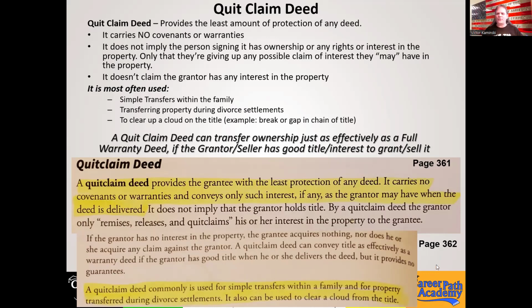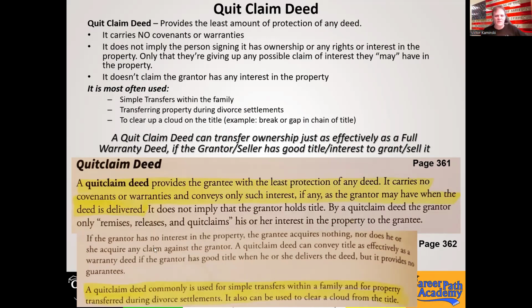Remember, cloud in the title, think of a dark thunderstorm cloud hovering only over your house. That's an indication that there may be a problem with the ownership or a claim on the property or what have you. And you want to clear that up, okay? And it could be cleared up with somebody simply signing a quitclaim deed, giving up any interest, so that they have no further claim on the property.